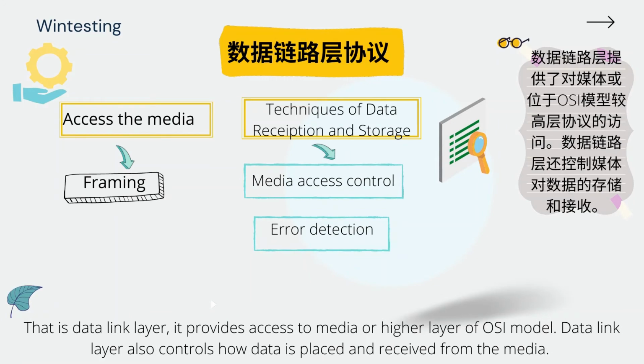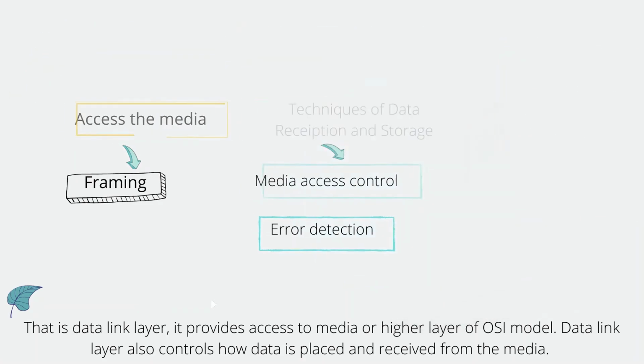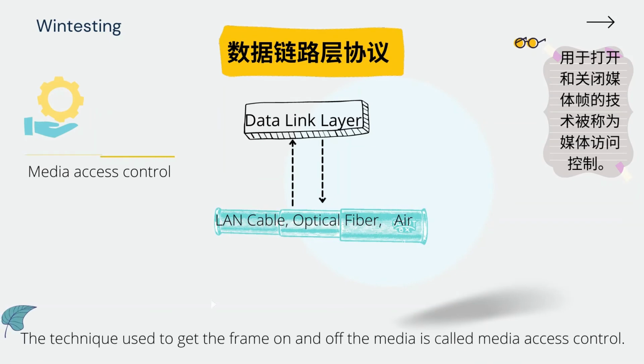Data link layer provides access to media for higher layers of the OSI model. Data link layer also controls how data is placed on and received from the media. The technique used to get the frame on and off the media is called media access control.